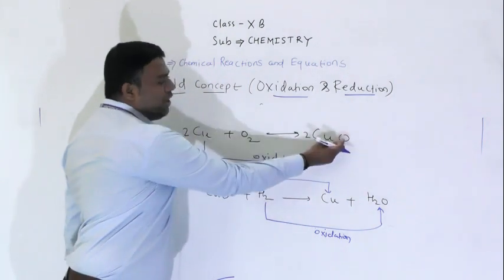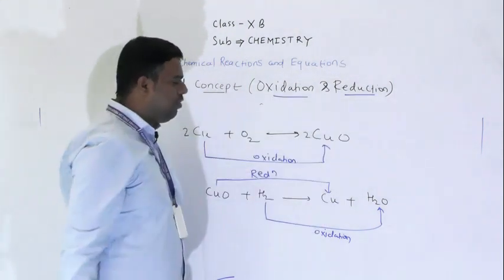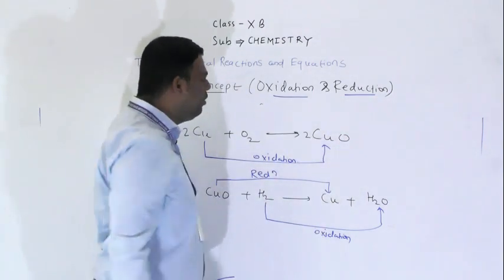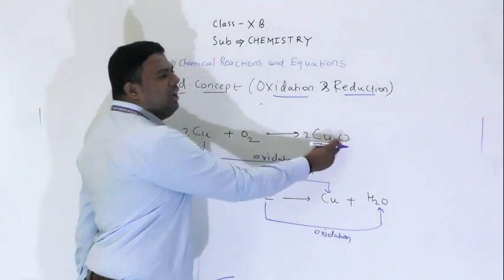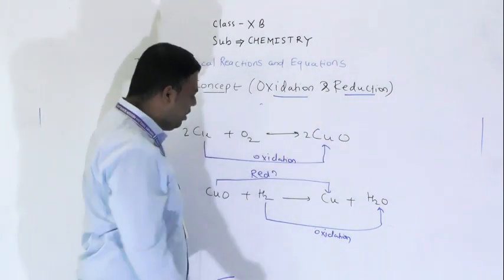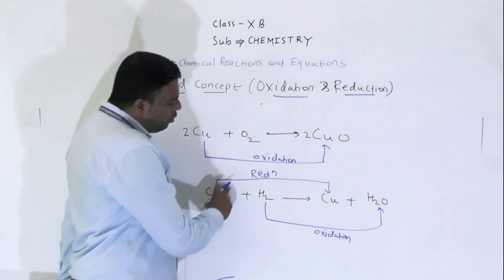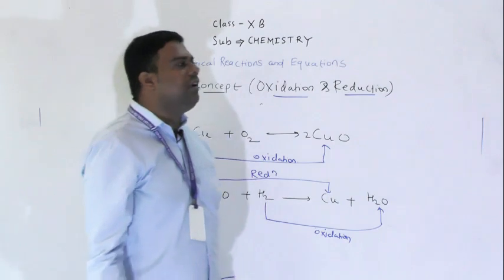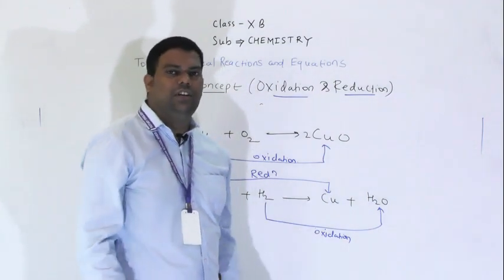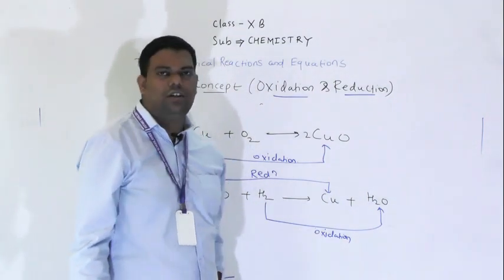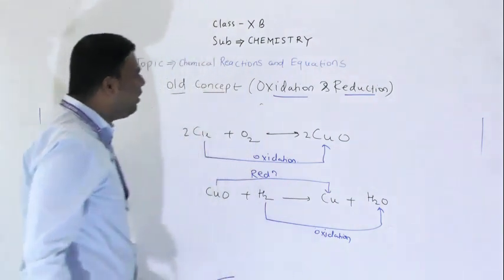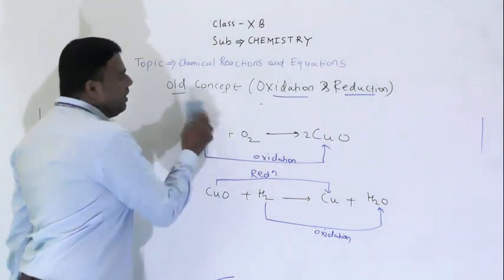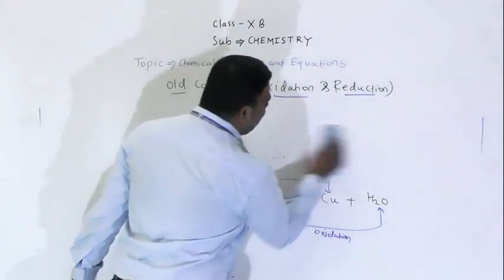Now one more thing we can define here: addition of an electronegative element. Oxygen is electronegative, so addition of an electronegative element is oxidation. And removal of an electronegative element is reduction. So you have to remember this definition, it is very important. After that old concept, we will see the modern concept.